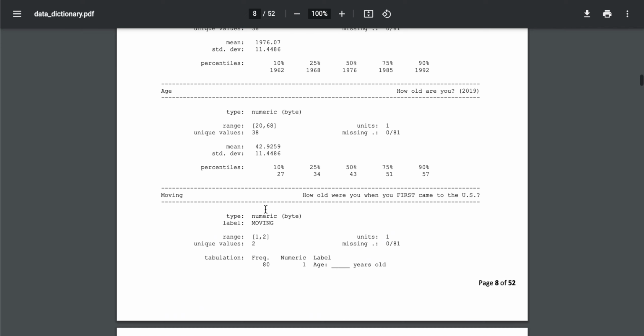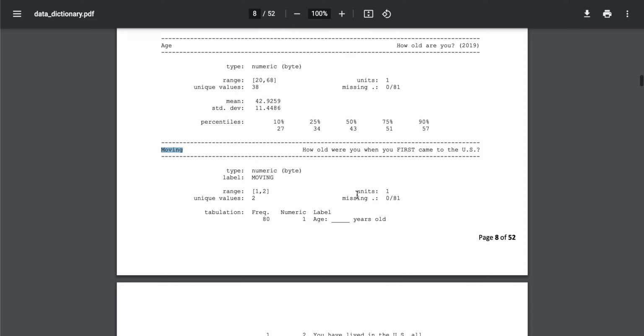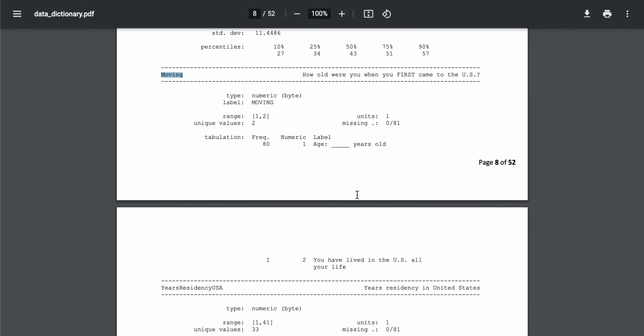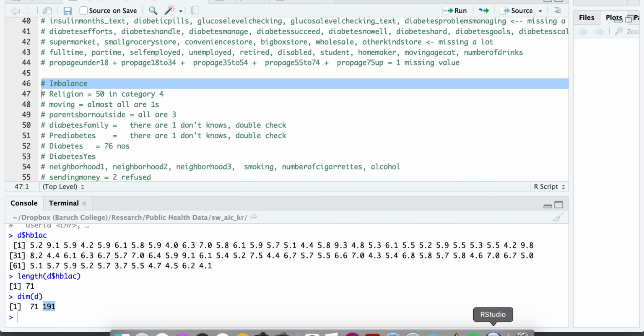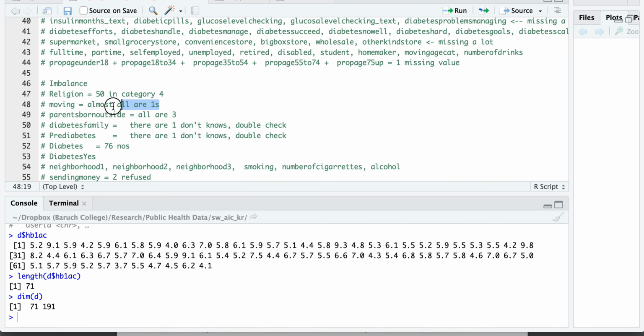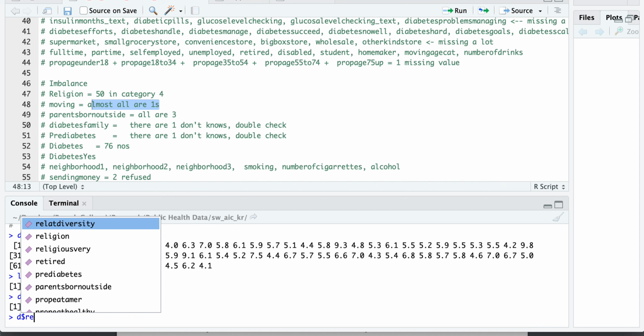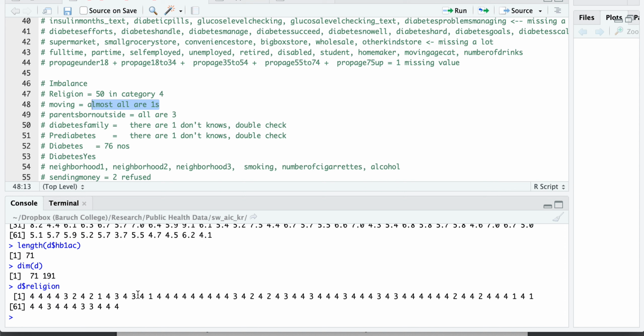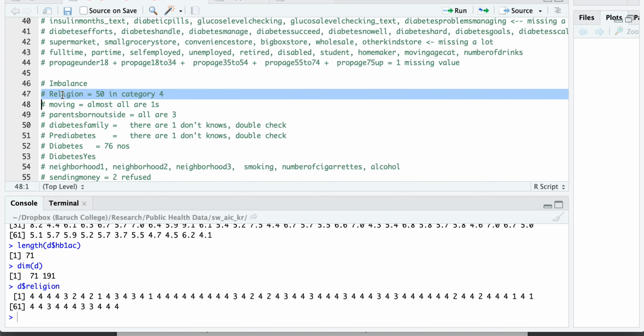So I just use age, and then we have moving, how old were you, and let's see what I do with moving. Moving. Oh yeah, almost all are 1. Let's see the religion first of all. So most of them are 4. There are a few 1s. So anyway, this is something we can later add and see what the effect is. But for now, let's ignore it.